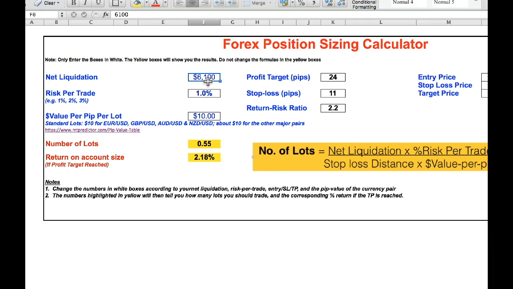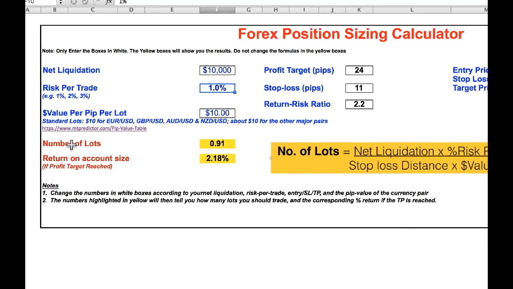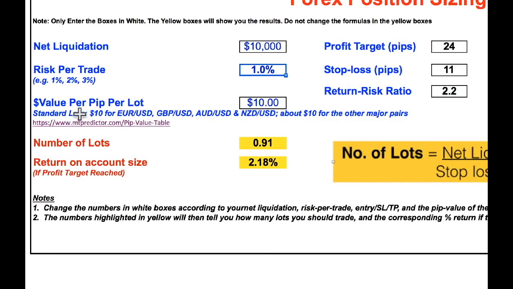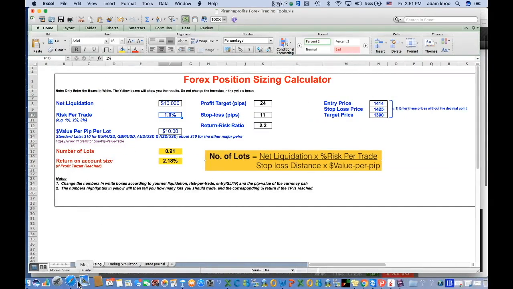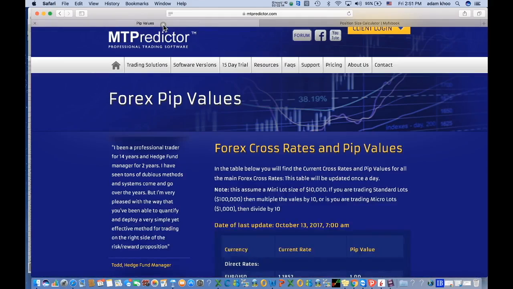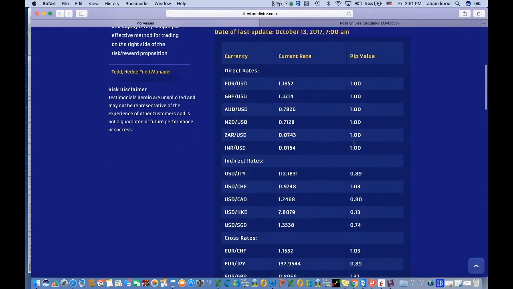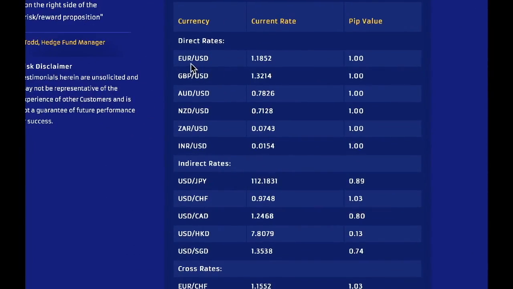Same thing with net liquidation 10 grand, risk per trade 1%. So key this in. Now the dollar value per pip, what is it? Again, for most US dollar pairs, you can just use $10. If you want to be precise, go to this website, which I've mentioned before. For example, if you're trading Euro USD, you use $10. Just multiply by 10.